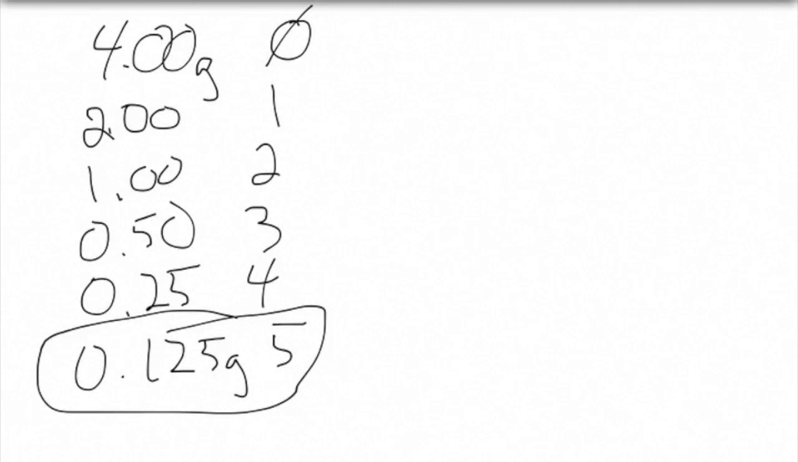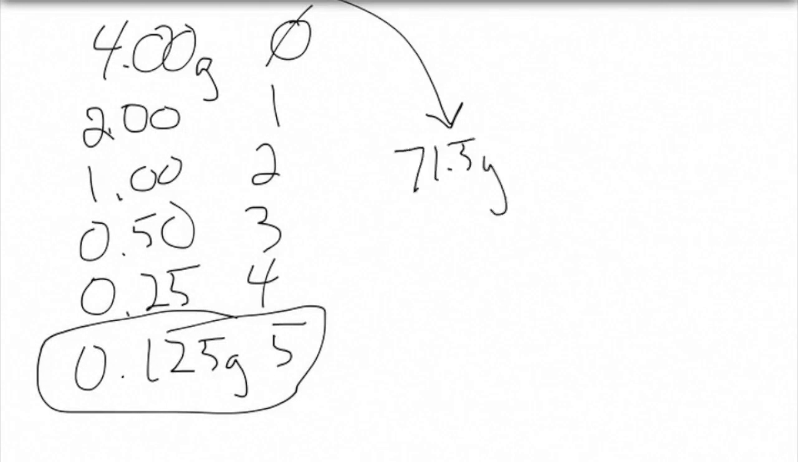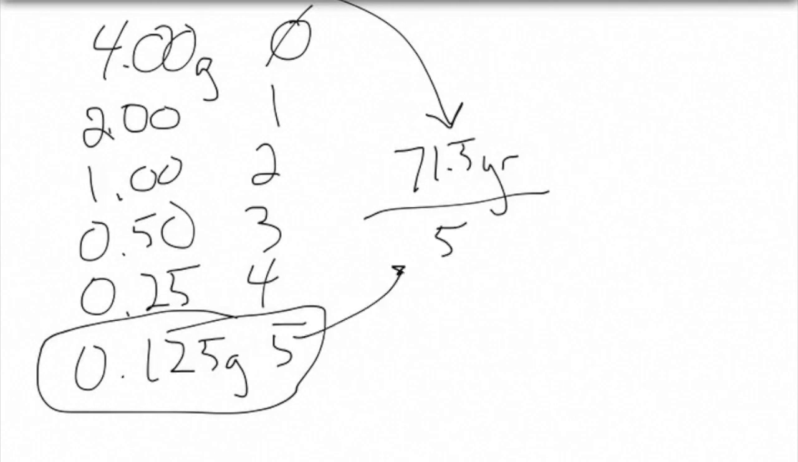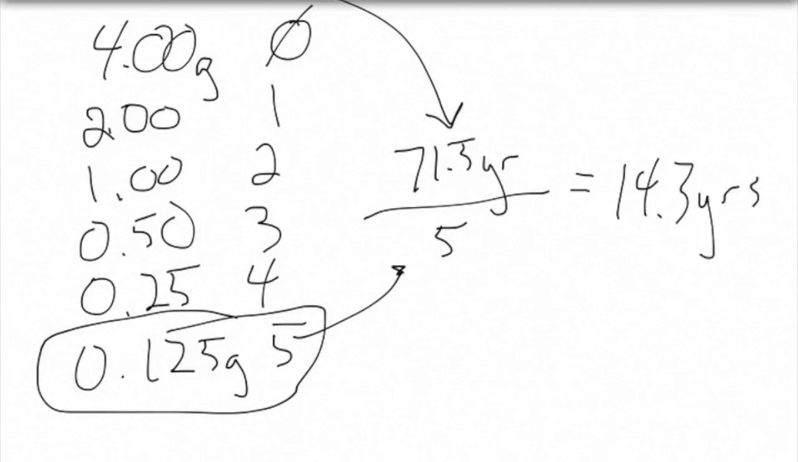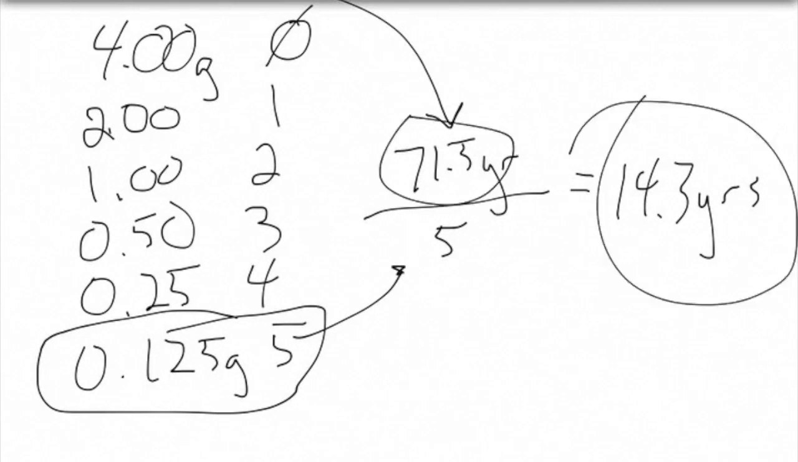So in order to figure that out, I have to take the amount of time that has passed, 71.5 years, and divide it by the number of half-lives that is. And I get 14.3 years is equal to 1 half-life. 14.3 times 5 is 71.5 years. So this is the final answer here. 14.3 years is 1 half-life.